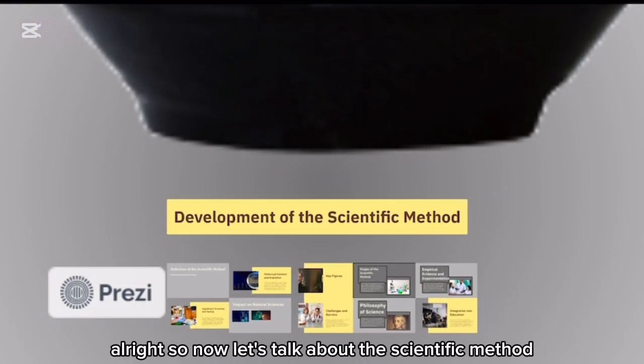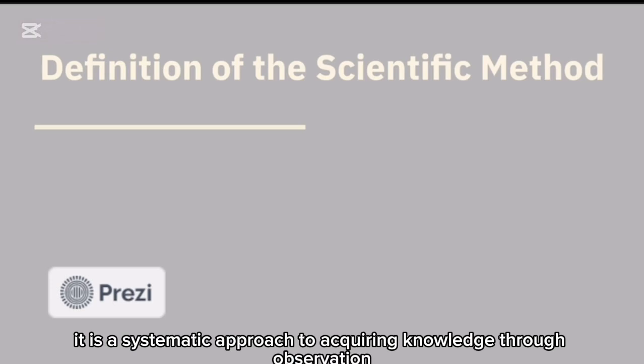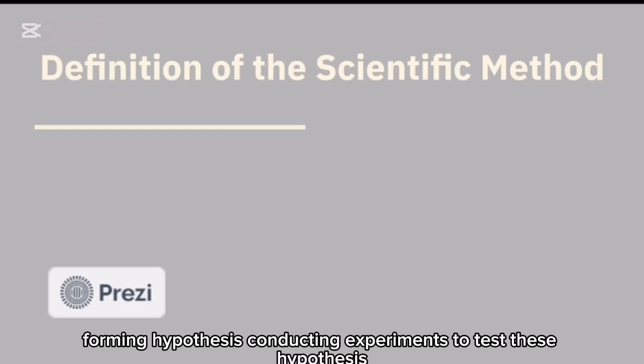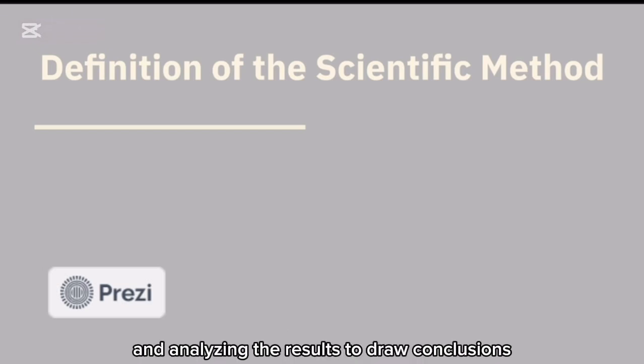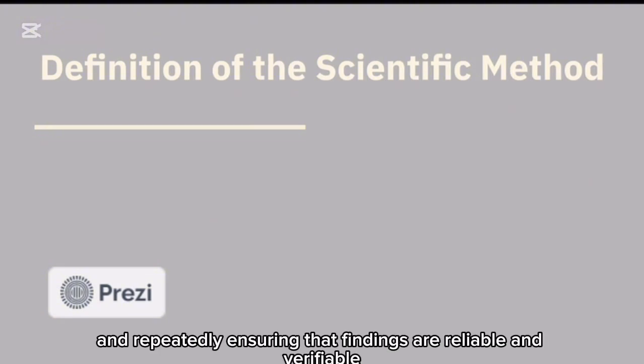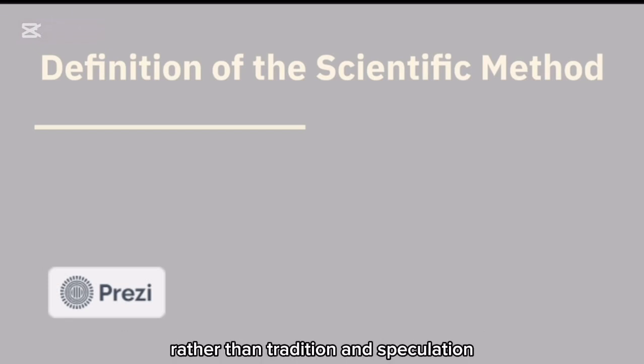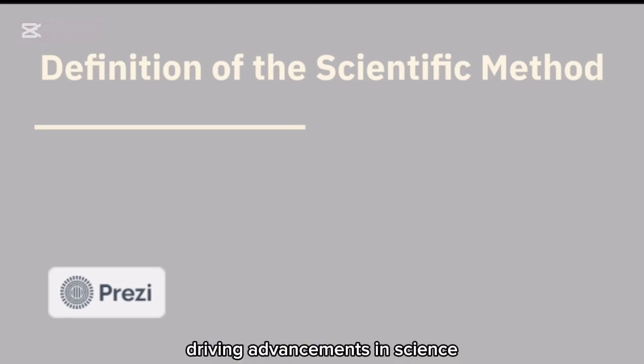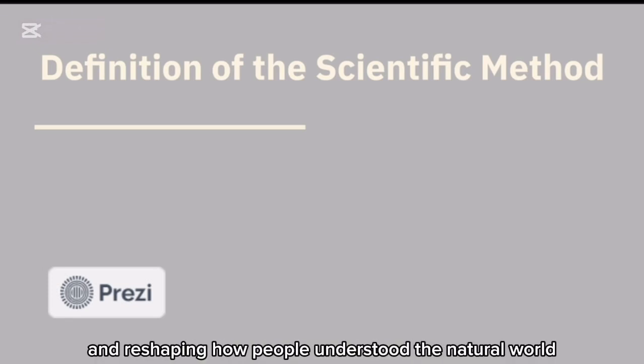All right, so now let's talk about the scientific method. So what is it? It is a systematic approach to acquiring knowledge through observation, experimentation, and analysis. It involves making observations, forming hypotheses, conducting experiments to test these hypotheses, and analyzing the results to draw conclusions. This method emphasizes empirical evidence and repeatability, ensuring that findings are reliable and verifiable. By relying on reason and evidence, rather than tradition and speculation, the scientific method became a cornerstone of the Enlightenment period, driving advancements in science and reshaping how people understood the natural world.